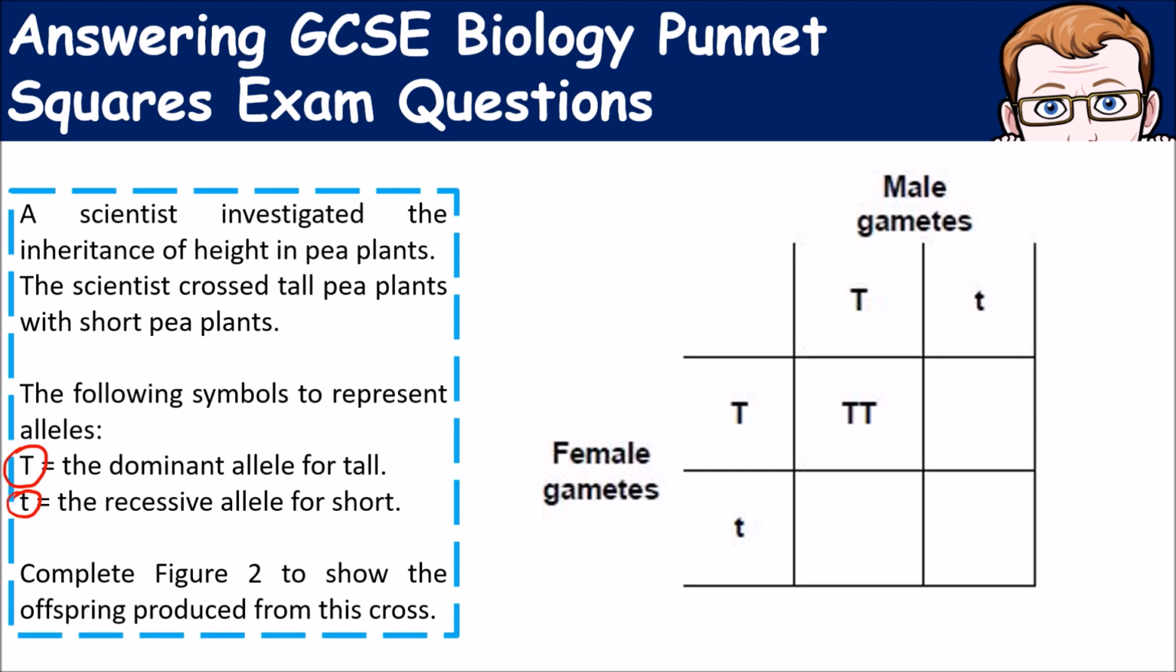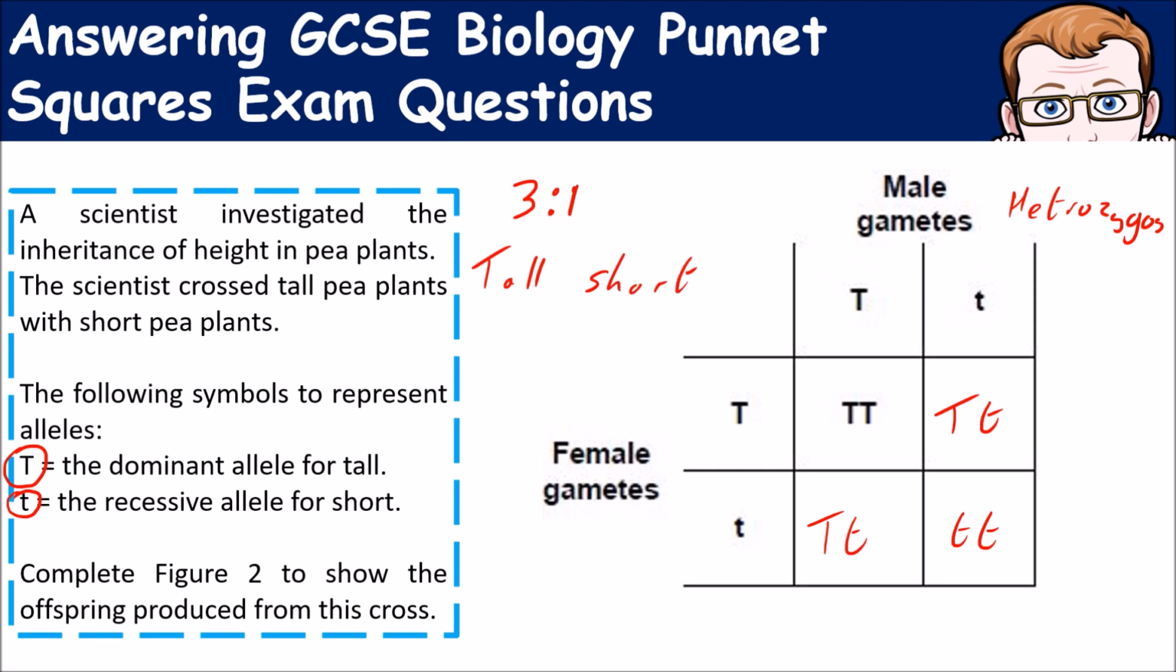We can see that they're both big T, little t, so they're both heterozygous, meaning that they both have two different alleles. So there we've got big T, big T, big T, little t, big T, little t, and little t, little t. That is going to give us a 3:1 ratio of tall plants to short plants. And that shows us that the gene for a short plant has to be recessive.